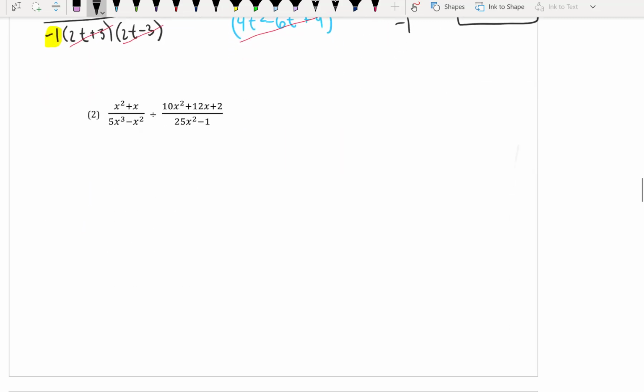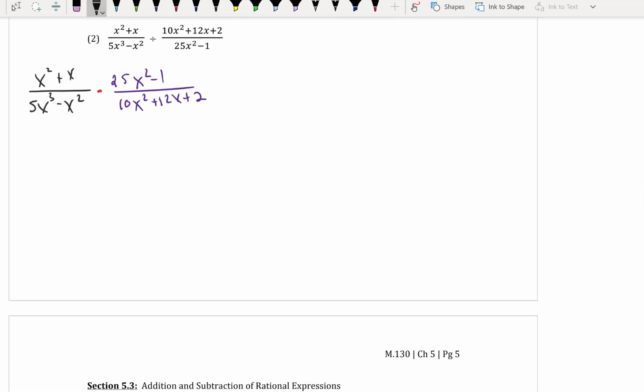Now, with my second example, again, I'm just going to copy down my first fraction so that I have x squared plus x over 5x cubed minus x squared. I'm going to change the division into multiplication, and then I'm going to flip the second fraction. So that I have 25x squared minus 1 over 10x squared plus 12x plus 2. So now I'm going to factor my first fraction as much as possible. So it looks like I have a GCF of x, so I have an x plus 1. My denominator, I have an x squared, so I'm left with the 5x minus 1.